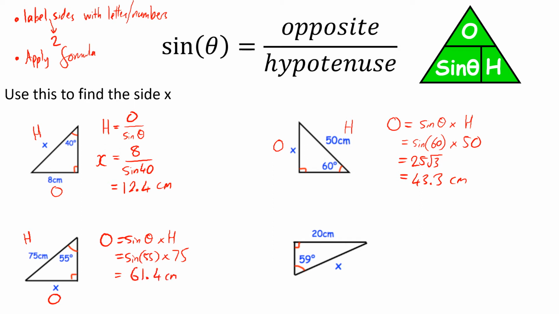Notice in both those last two, we've ended up with a side that's smaller than the hypotenuse. That generally means we've done it right. Last one, hypotenuse is x, opposite is 20, and we're trying to find our hypotenuse this time, so we want to do O divided by sine theta. So x is 20 over sine 59, which gives you 23.3 centimeters, longer than the 20, so we think we've done it right.